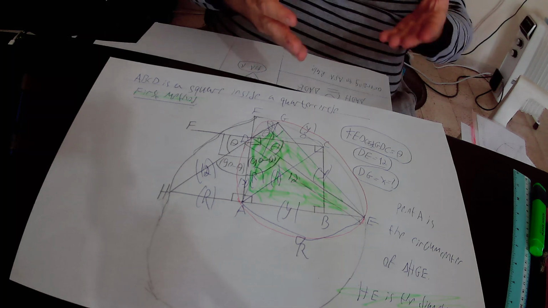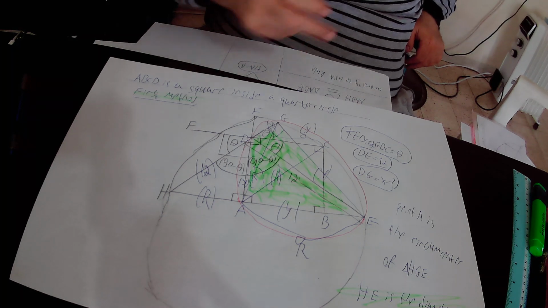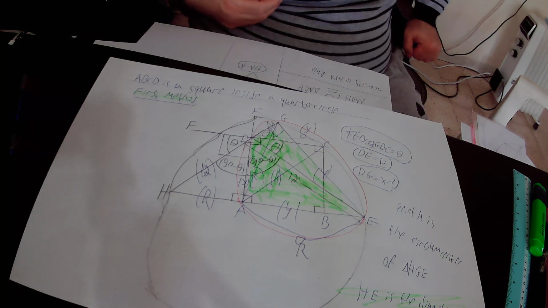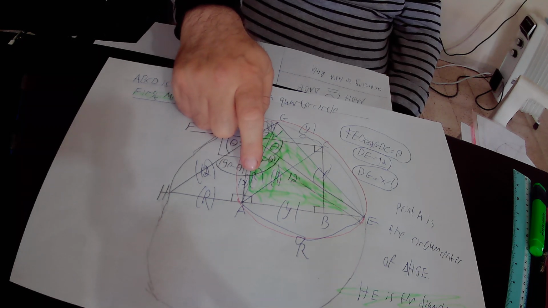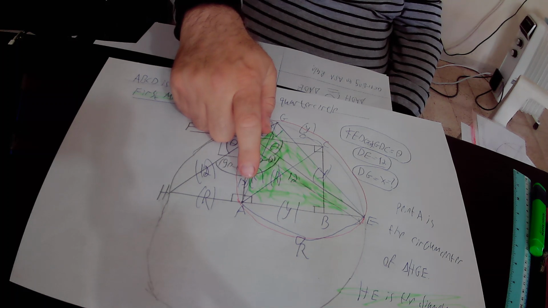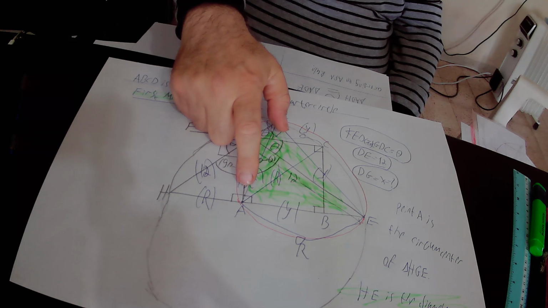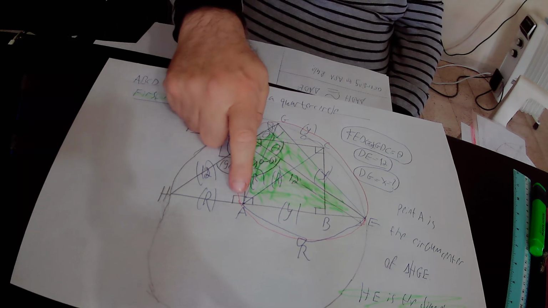What is the radius of that circle that circumscribes triangle HGE? The radius is defined as the line that starts from the center of the circle. In this case, the center of the circle that circumscribes triangle HGE is here at point A.